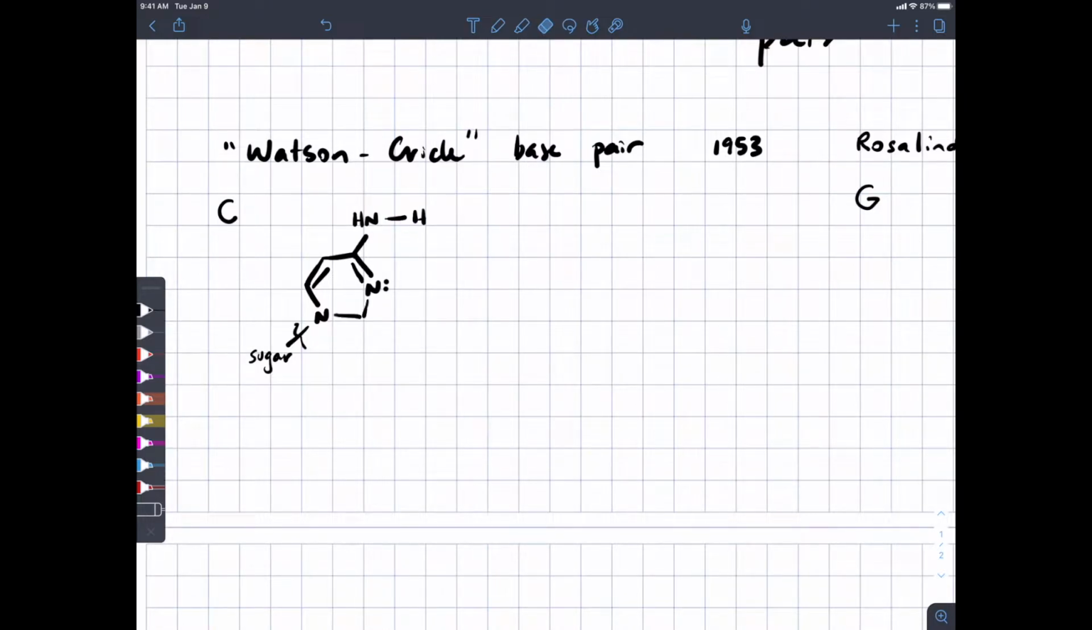Oh, shoot, that's an eraser. Carbonyl oxygen that has lone pairs there. And these can hydrogen bond with complementary groups on guanine.